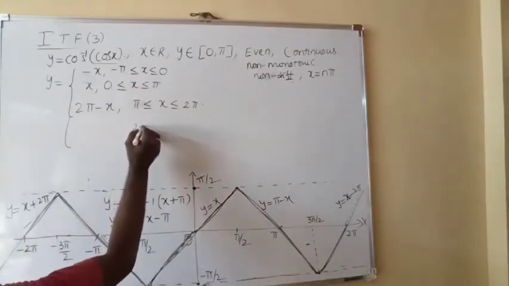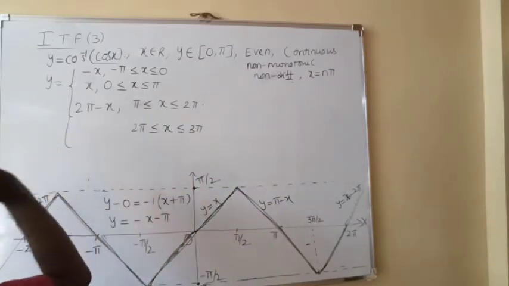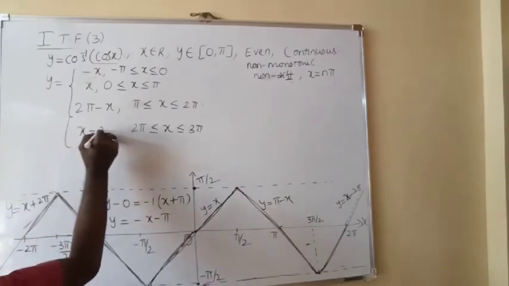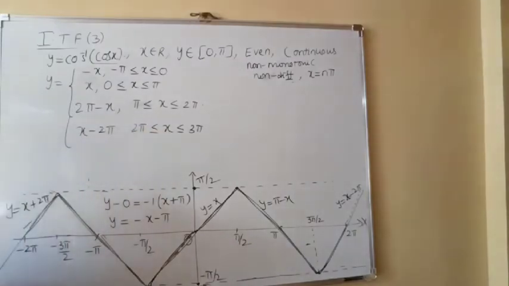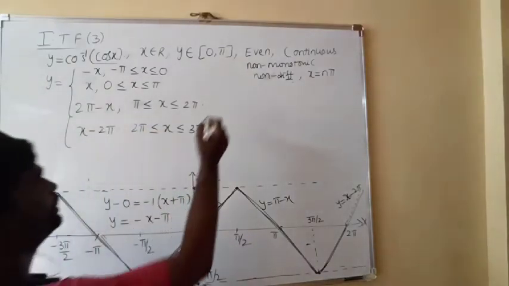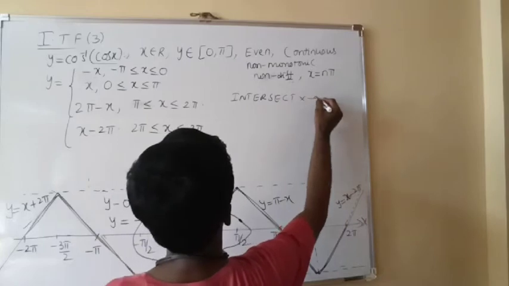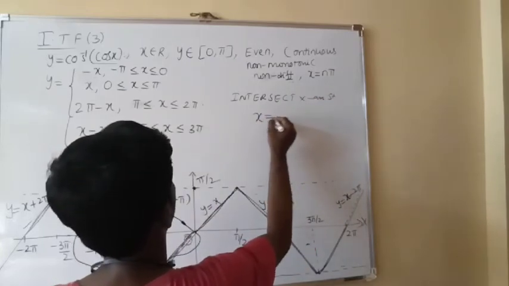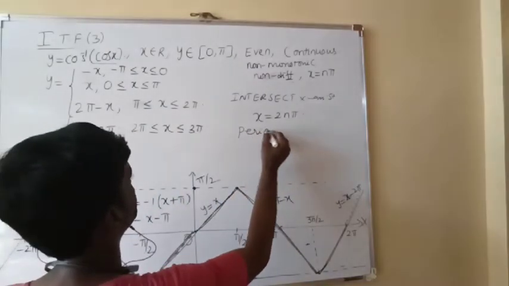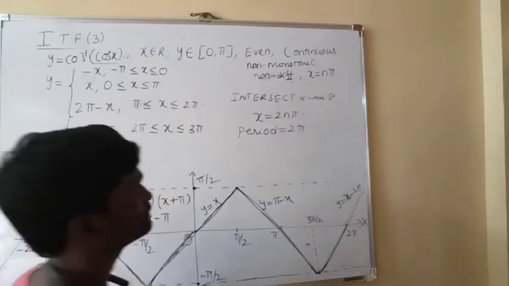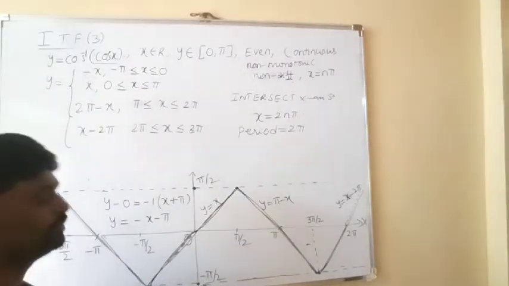here x lies between 2 pi to 3 pi. When 2 pi to 3 pi, and I think it is x minus 2 pi. So here minus 1 slope, here plus 1 slope. And this graph intersects the x-axis at x is equal to 2n pi, or even multiples of pi. And it is also a periodic function of period 2 pi. Okay, cos inverse of cos x is also a periodic function of period 2 pi.